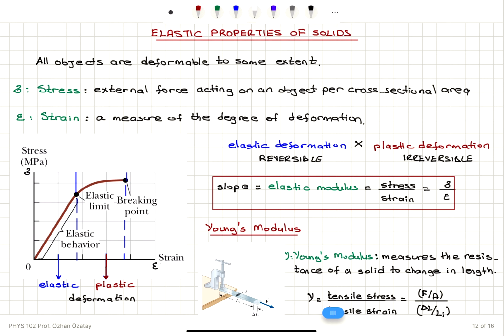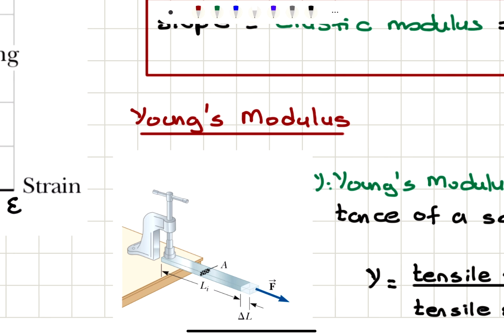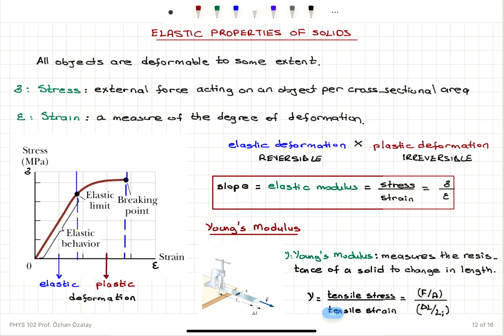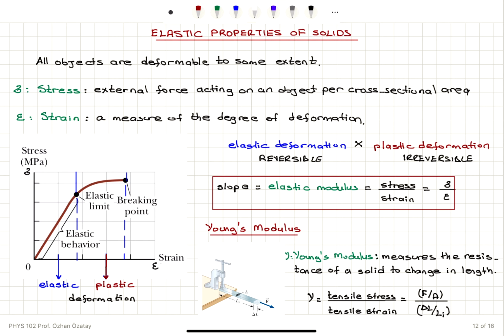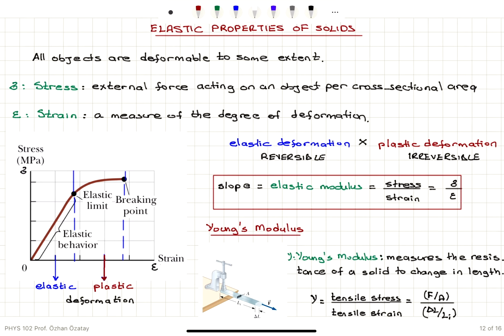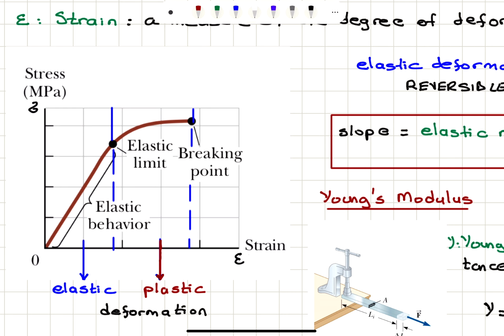Now, the result is the strain. It's the measure of the degree of deformation. For example, in this case, you can see that during the application of this force, this object, which is clamped on the other side, elongates by an amount delta L. So delta L divided by the initial length of the object is a measure of the amount of deformation that is called strain. We denote strain by epsilon. And all objects have this very fundamental stress-strain relationship.